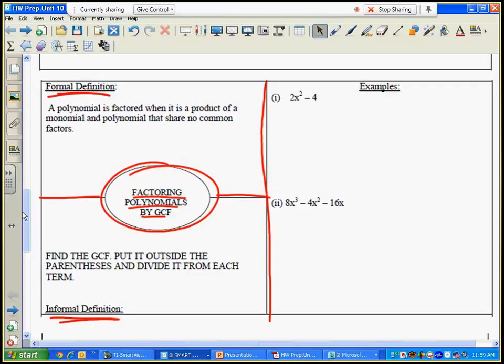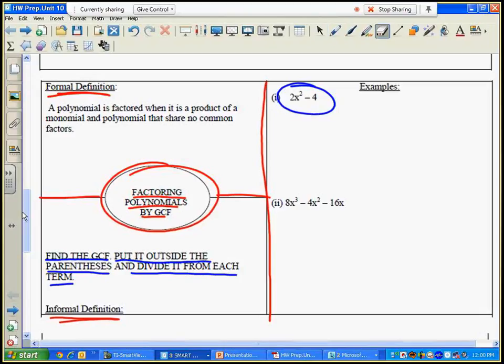I like the informal definition at the bottom because it basically tells you what to do. If I want to take an expression like this, 2x squared minus 4, and if I want to factor that expression, I'll follow these instructions. The first thing I'll do is I'll find the GCF of each one of the two terms. And then I'm going to put it outside the parentheses. And I'm going to divide it from each one of the terms that were on the inside. Okay? Let me show you what that looks like.